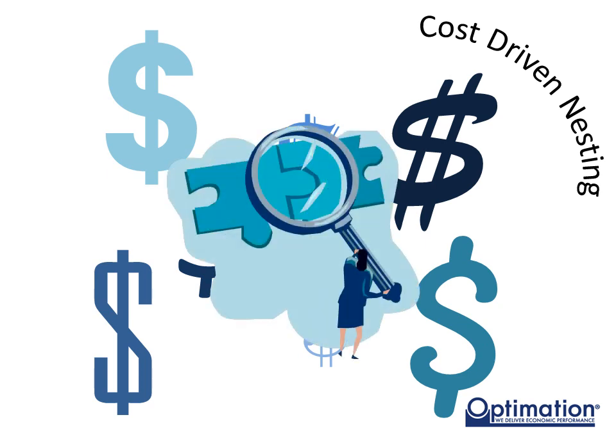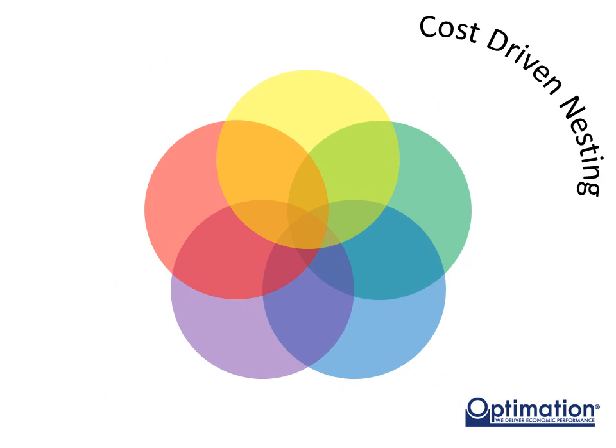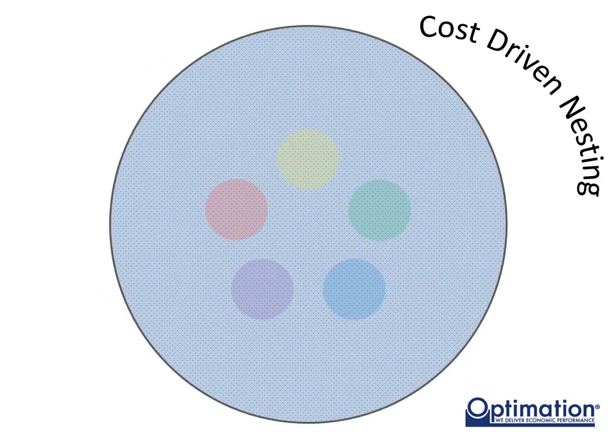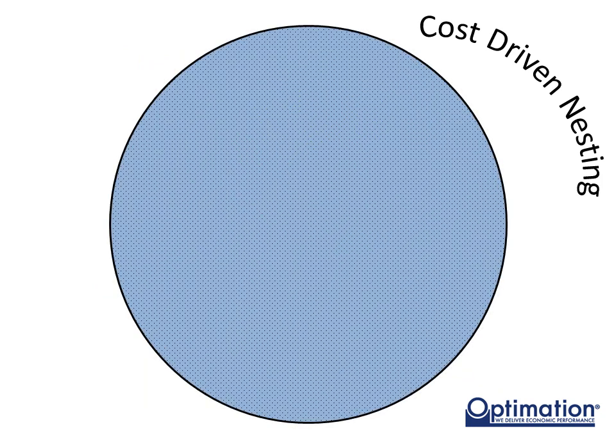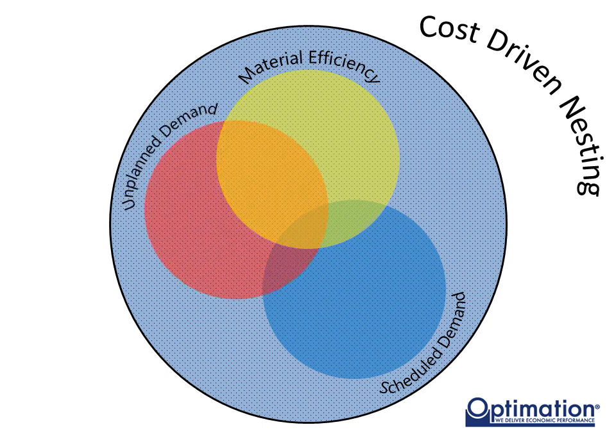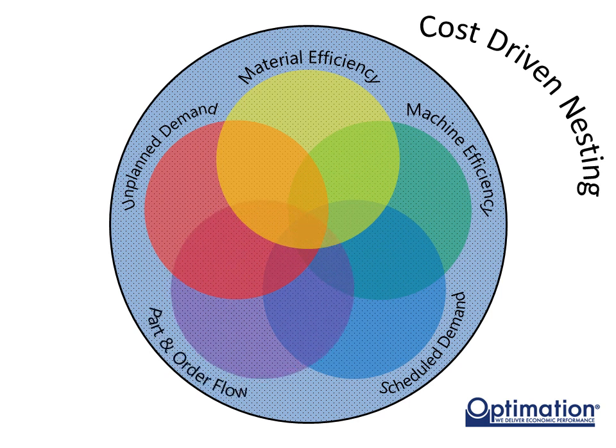To illustrate this, let's refer back to our diagram. Let's imagine that each point in this circle represents a different possible nest. Inside this circle, there are groups of nests that satisfy a manufacturing requirement. There are nests that meet the material efficiency requirement, nests that meet the production schedule as well as unplanned demand, nests that can maximize machine throughput, and nests that keep your order flow manageable. Where two or more of these circles overlap, multiple manufacturing requirements are being satisfied.